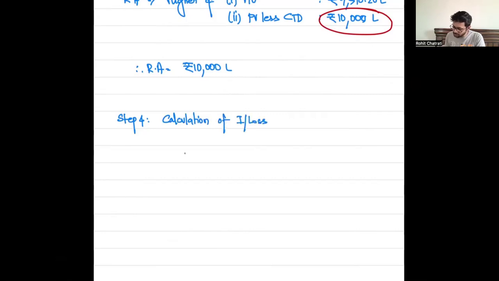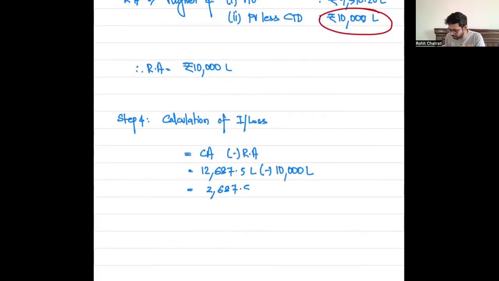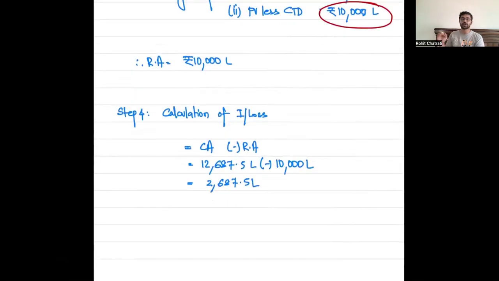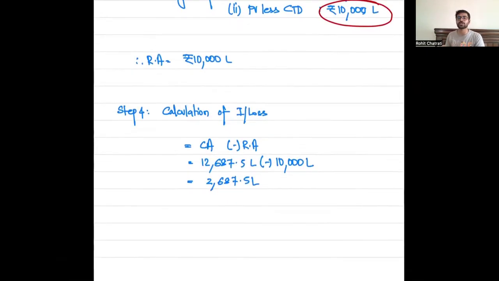And this is equal to carrying amount less recoverable amount. Carrying amount is 12,687.5 less recoverable amount is equal to 10,000 lakhs. And that is equal to rupees 2,687.5 lakhs. So I'm charging an impairment loss of 2,687.5 lakhs. All right, 2,687.5 lakhs will appear as an expense in the statement of profit and loss. This is until calculation of impairment loss.